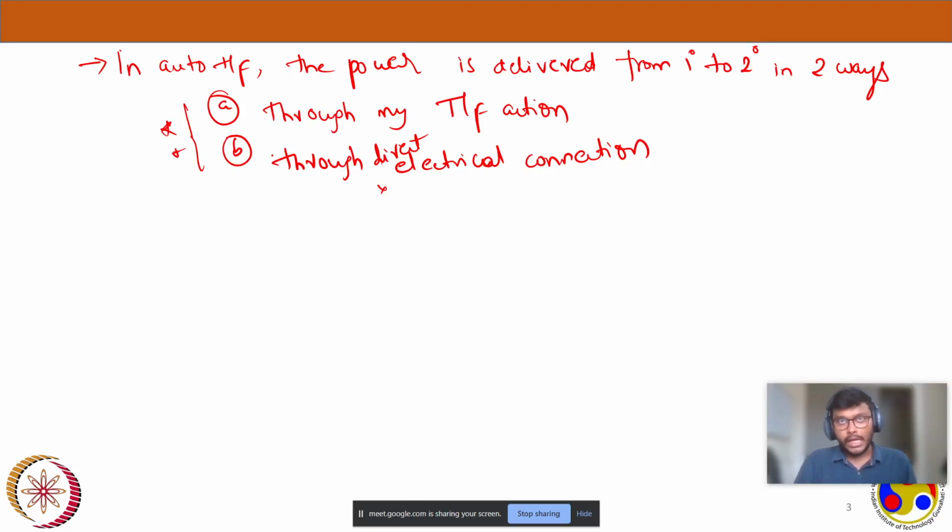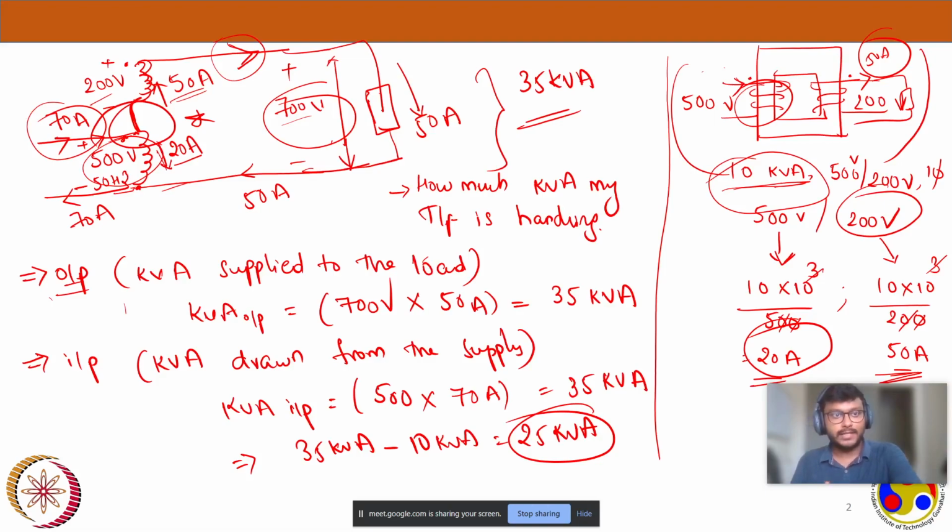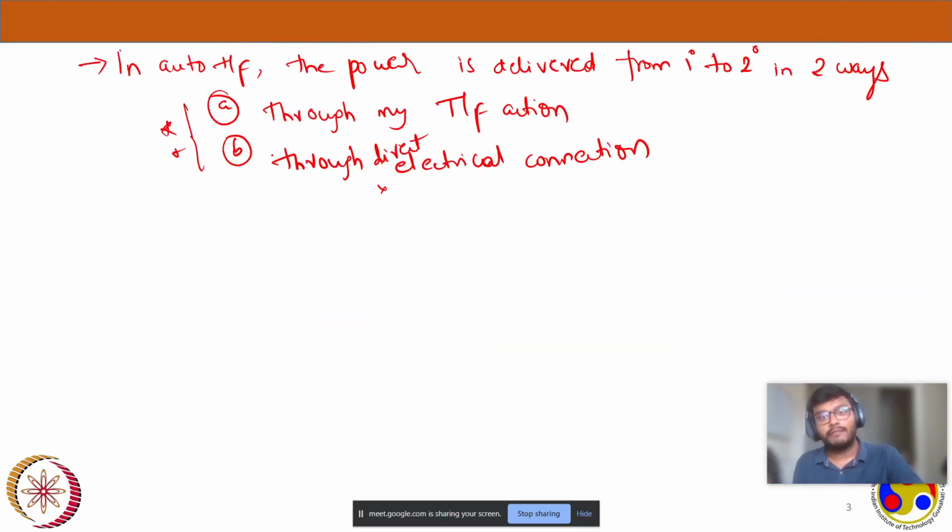Now you can connect this winding in any fashion. Just now, we gave 500 volts and got 700 volts. It's nothing but a step up operation. Even if you do step down or interchange any windings, this phenomenon will stay the same. My power will be transferred by both transformer action and the electrical connection. The answer to the question is that the additional 25 kVA is being handled by this electrical connection. That's how I'm getting more kVA handled even though my transformer is only 10 kVA rated.